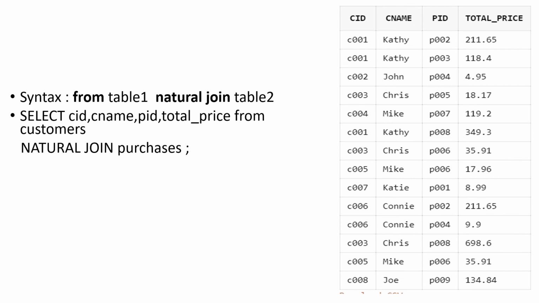And the last form is using the natural join, where I select the CID, CNAME, PID, total price from customers natural join purchases. The natural join doesn't use an on clause; it's just simple syntax. The natural join gives the columns with the same name of associated tables, which will appear only once. So the output of the natural join is the same output as the previous two syntaxes. So this is how a from clause can be represented. Thank you.